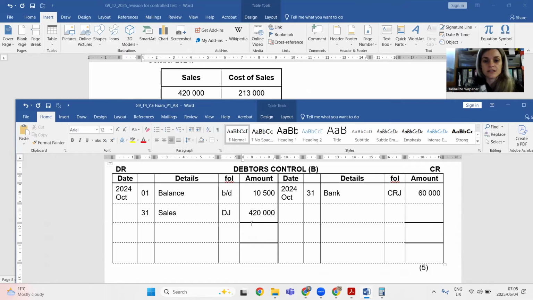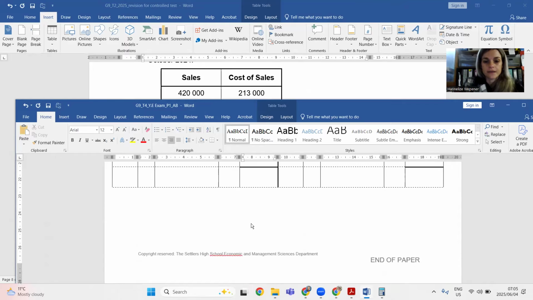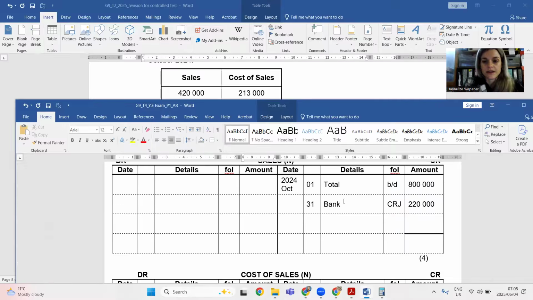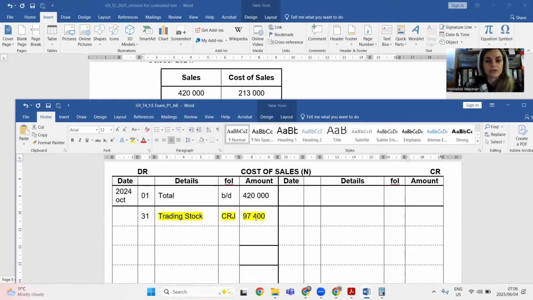that we are going to go to that sales account and we are going to say that we have even more sales, but this time it's not cash sales, so not bank. It is the debtors that owe us money for these sales transactions, and that is 420,000. I also know that I cannot have sales without the trading stock leaving my business in the form of a cost of sales expense.